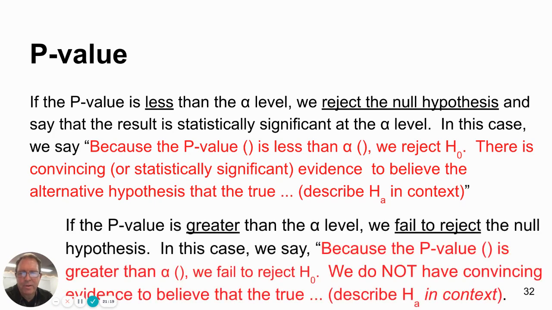If the p-value is greater than alpha, we fail to reject the null. In this case, we say because the p-value is greater than alpha, we fail to reject the null because we do not have convincing evidence to believe that the true, and here I insert the alternative hypothesis in context.